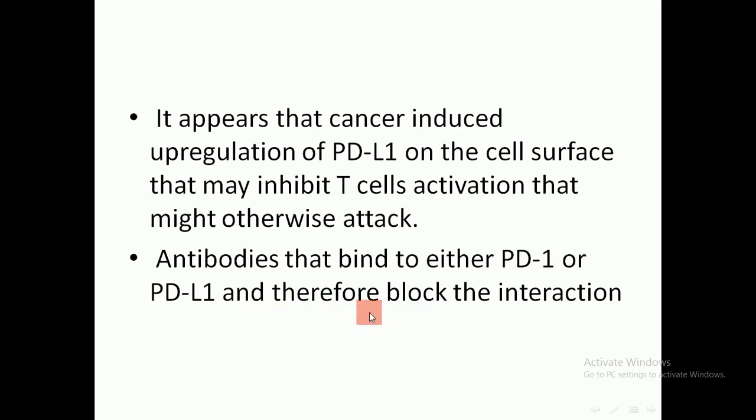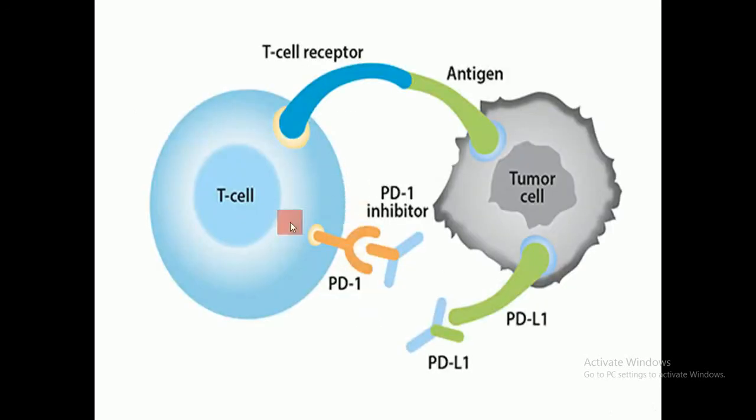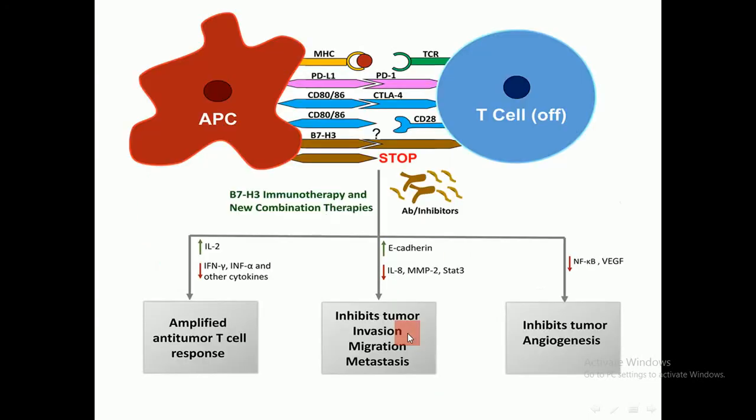Antibodies bind to either PD or PD ligand and therefore block the interaction. And here, this figure shows us this is the T cell, this is the tumor cell, and how the antibodies bind to PD ligand, so inhibiting this checkpoint.